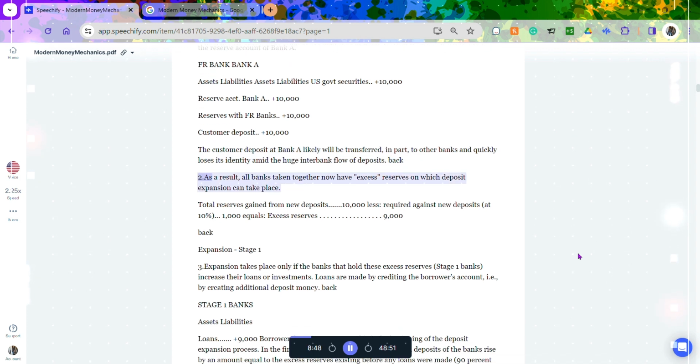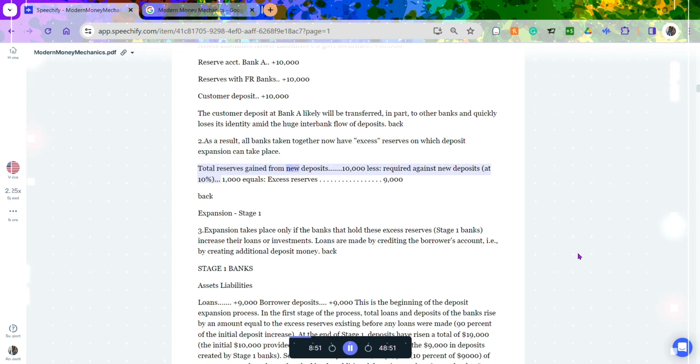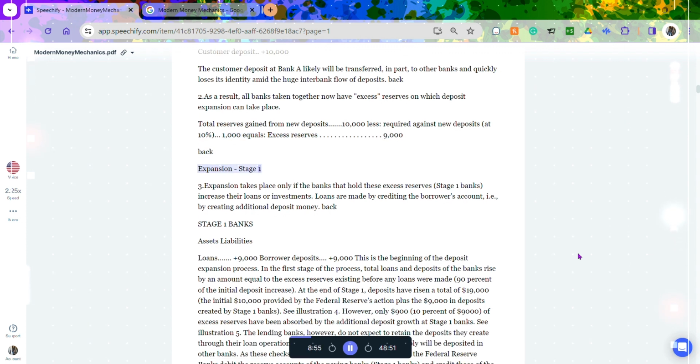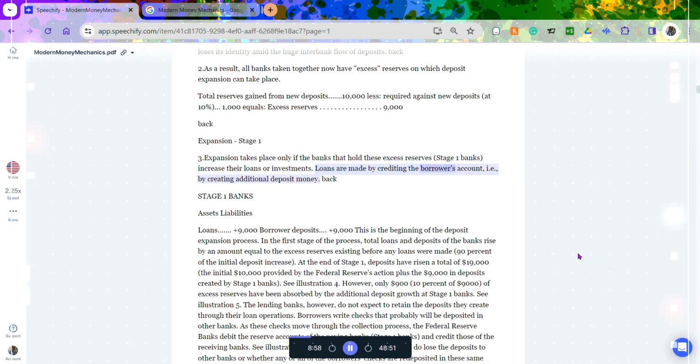2. As a result, all banks taken together now have excess reserves on which deposit expansion can take place. Total reserves gained from new deposits, 10,000, less required against new deposits, at 10%, 1,000, equals excess reserves, 9,000. Expansion, Stage 1. 3. Expansion takes place only if the banks that hold these excess reserves, Stage 1 banks, increase their loans or investments. Loans are made by crediting the borrower's account, i.e., by creating additional deposit money.